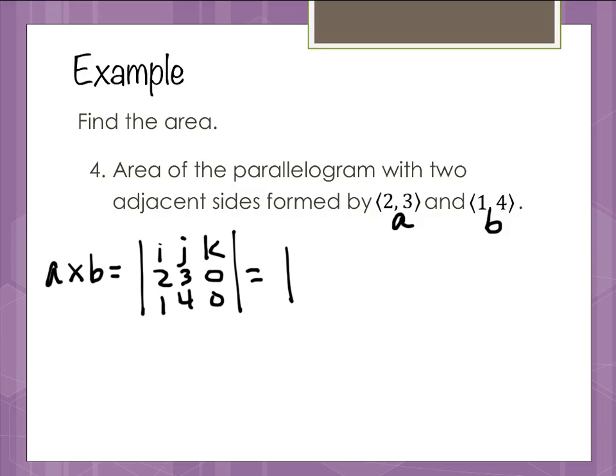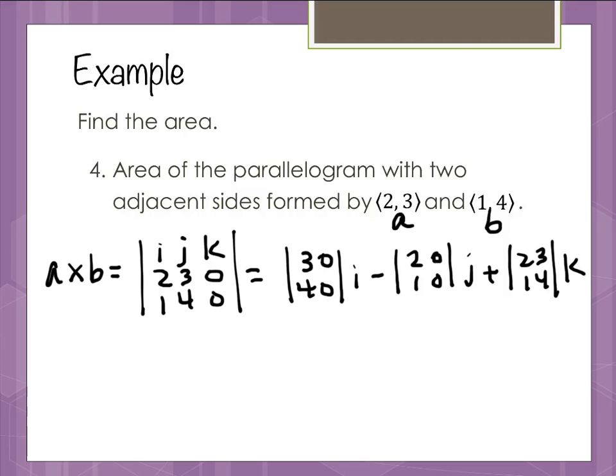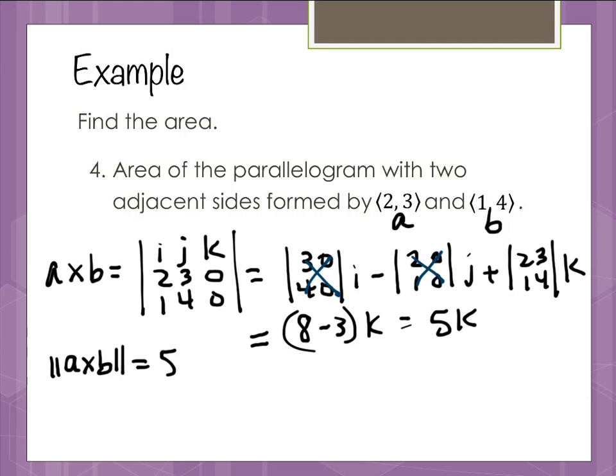So to start with, we've got 3, 0, 4, 0 times i. We've got minus, and then we've got 2, 1, 0, 0 times j. And then we have plus 2, 3, 1, 4 times k. Now, both of these that have the 0 column in them are going to give me a cross product of 0, so we're not going to get any i's or j's. The only thing we're going to get is from the k component, which is going to be 2 times 4, which is 8, minus 1 times 3, which is 3 times k. So we get a vector 5k, and if we had to do so, we could actually write a formula, but we can see then that the magnitude of this vector 5k is 5.